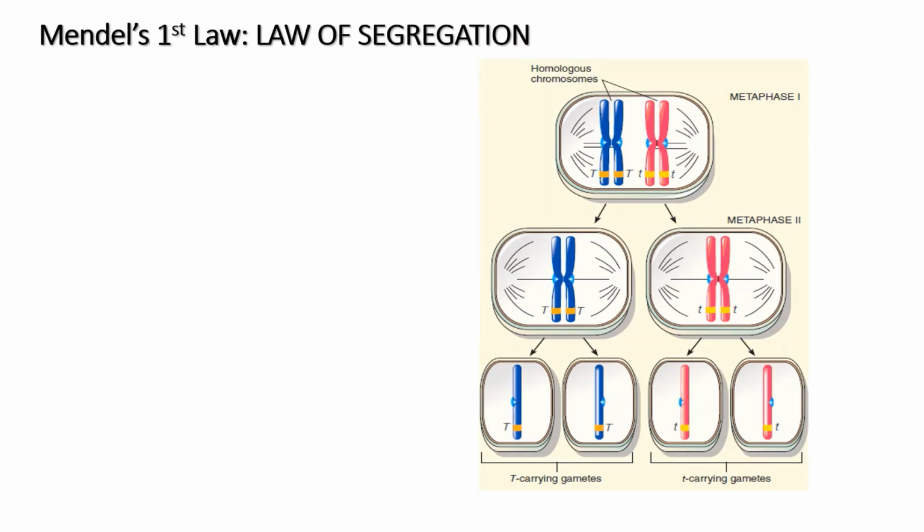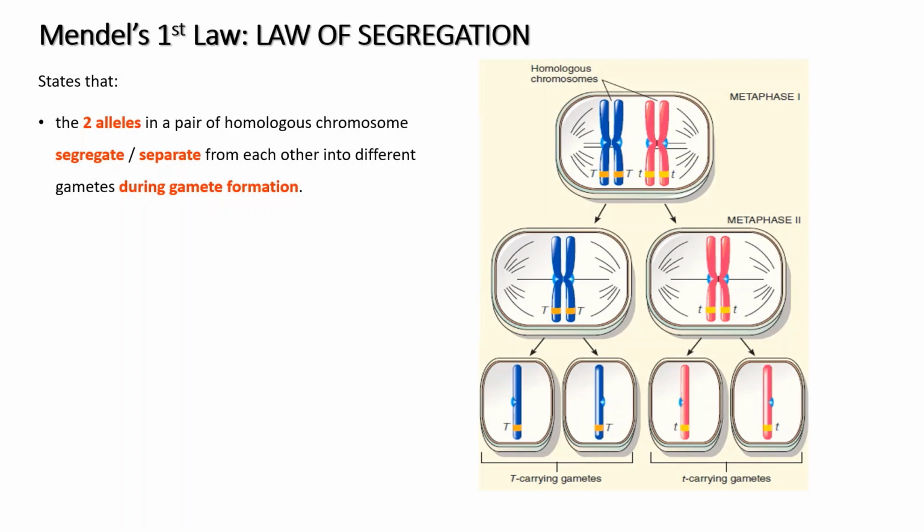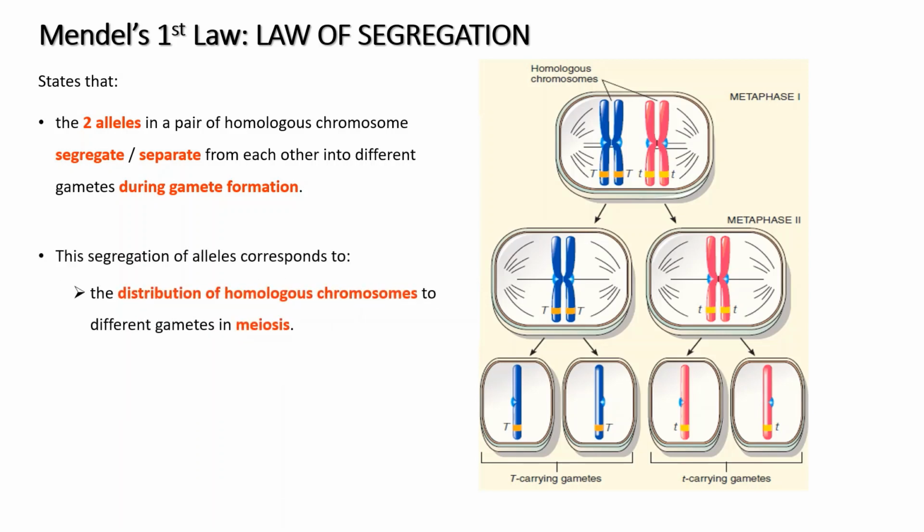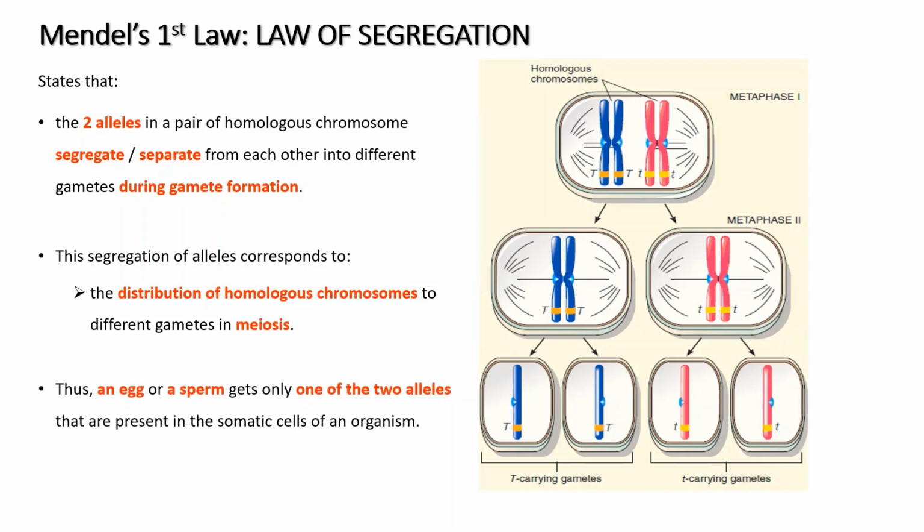Mendel's first law, which is the law of segregation. This law states that the two alleles in a pair of homologous chromosomes segregate or separate from each other into different gametes during gamete formation. This segregation of alleles corresponds to the distribution of homologous chromosomes to different gametes in meiosis. Thus, an egg or a sperm gets only one of the two alleles that are present in the somatic cells of an organism.